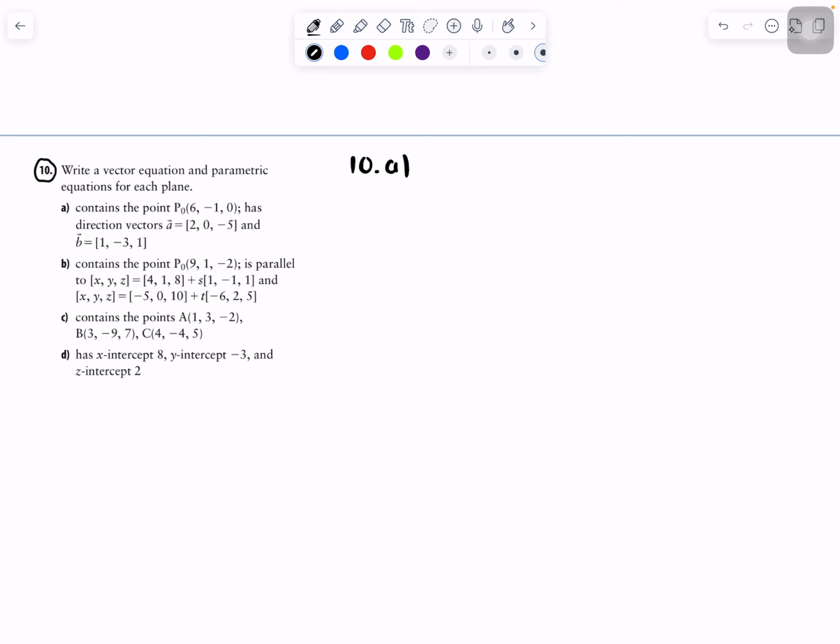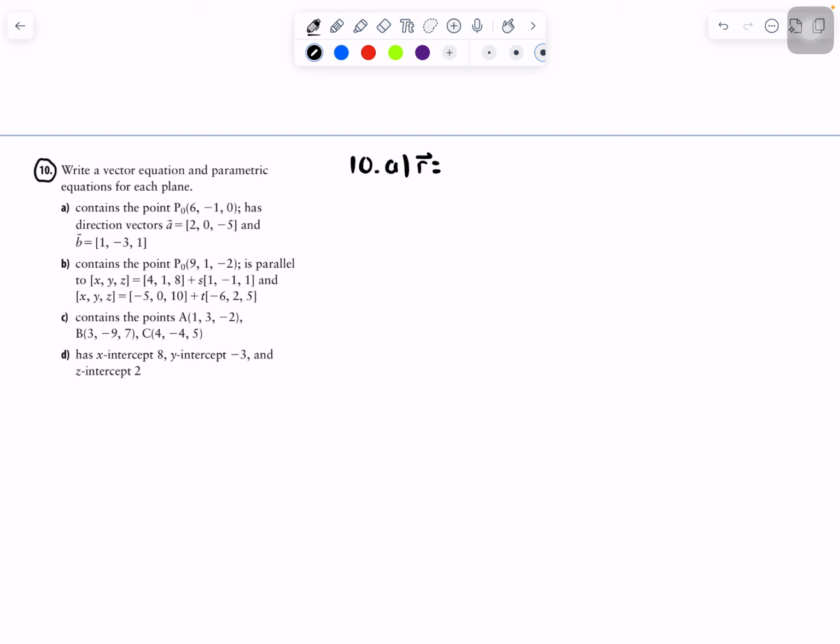So the question is asking, write a vector equation and parametric equations for each plane. It's always easier to get your vector equation first and then your parametric equations easily follow. So question A contains the point and has direction vectors A and B. Well, this one's quite simple.